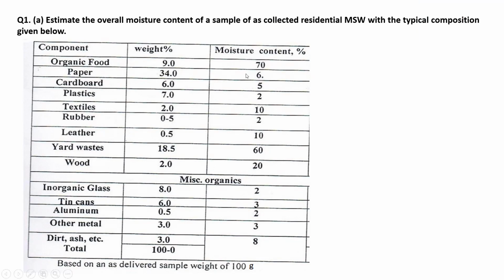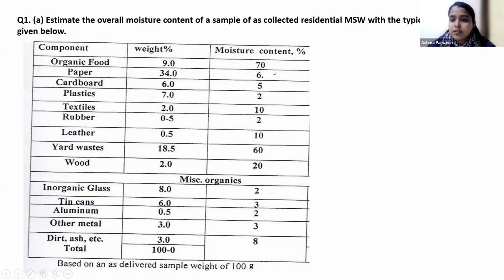So I'm saying that suppose you are given this MSW composition. This is the composition of the MSW waste. You have been given the different components and different weight percentages, that out of 100%, you have organic food as 9%, paper as 34%. So after looking at this composition, what can we conclude about from which country we can expect this type of waste: a low income country, a middle income country, or a developed country?